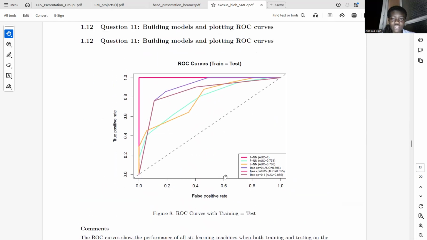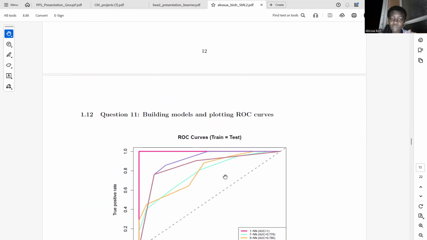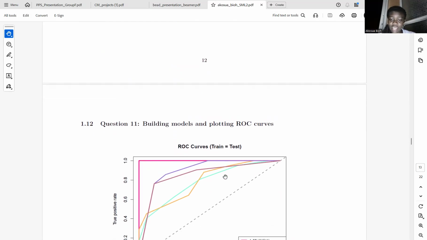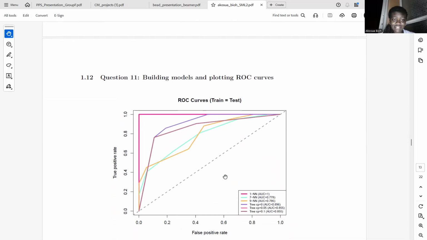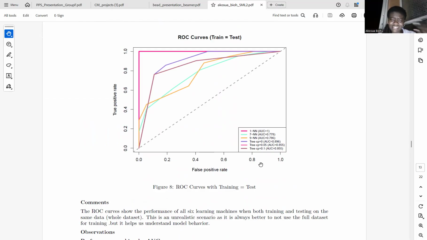Yes, and we built different models on this data set. This is the ROC curves on the training data set. You realize that the 1-NN, where k is equal to 1 for the k nearest neighbors, had a perfect AUC of 1, which is actually great. But so what? We are just dealing with the training data set, and so it's just memorizing everything. This is actually overfitting, right? And the trees also had AUCs around 0.85 and 0.9.